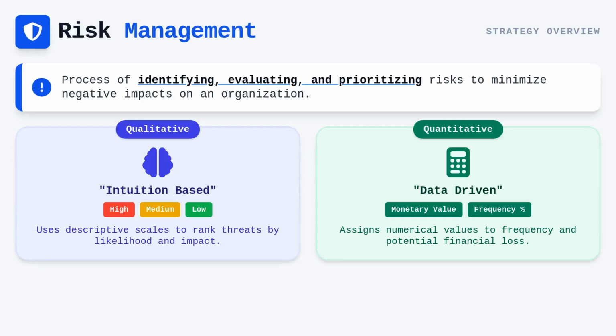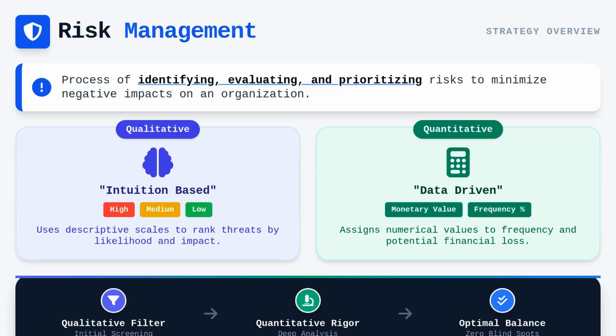Quantitative assessment takes this further by assigning numerical values to the frequency of occurrence and the potential loss, typically expressed in monetary terms. Organizations often start with a qualitative approach to filter risks before applying a rigorous quantitative analysis to the most critical assets. This dual approach ensures that we remain efficient without sacrificing the accuracy required for high-stakes decision-making. Relying solely on one method often leaves blind spots in either the breadth of concern or the depth of financial justification.